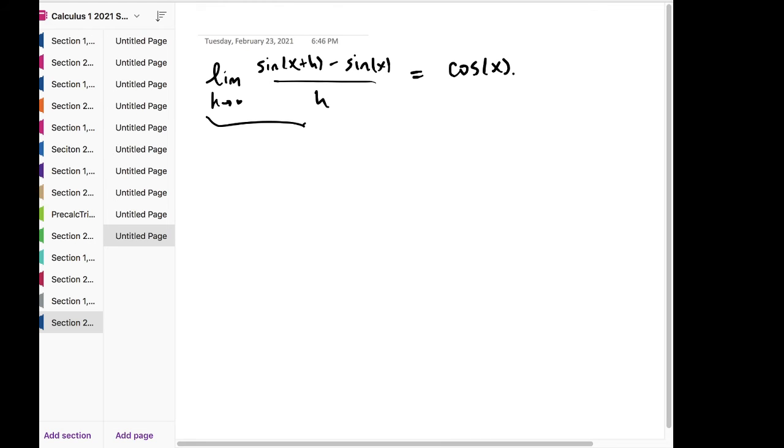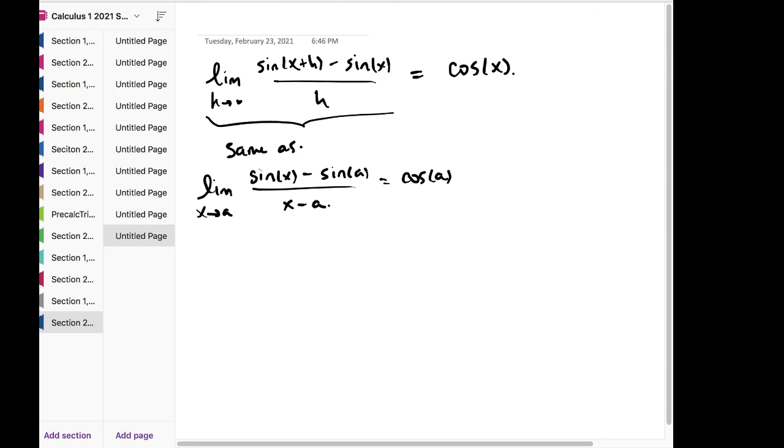So same as limit as x goes to a of sine of x minus sine of a over x minus a. And then, right, so these are both the same, these are both the derivative, right? And so this one has an a in it, so this would be cosine of a. But if a is your variable, then you just make it cosine of x. Everyone vaguely remember this?